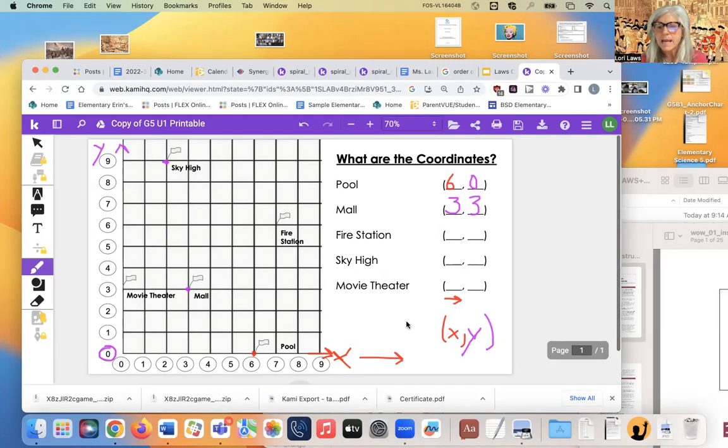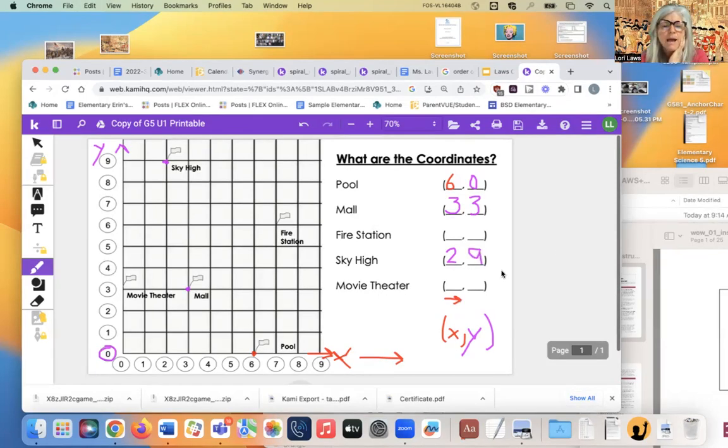And now we're doing Sky High. And Amadi says Sky High is 2, 9. Let's see if he's right. 1, 2. 1, 2, 3, 4, 5, 6, 7, 8, 9. Yep. Sky High is 2 over and 9 up.